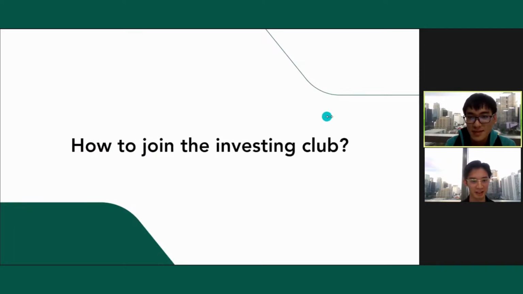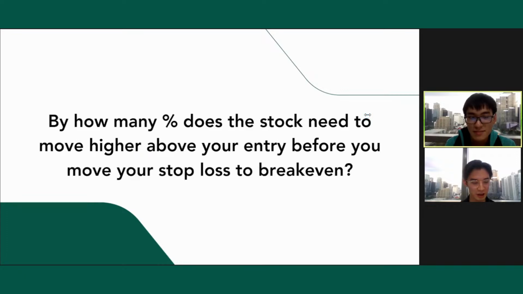Next question. By how many percent does the stock need to move higher above your entry before you move your stop loss to break even? So for me, around 5%. If the price moves up 5%, I usually set my stop loss to break even. So that's what I use, but it's really up to you. Based on my preference, I think 5% is good enough. How about you, Franco? Yeah, 5% is good. Okay, thank you for that question.